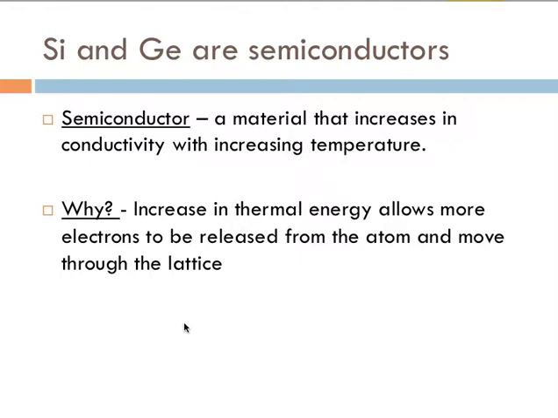Okay, so silicon and germanium are what are known as semiconductors. And a semiconductor is defined as a material that increases in conductivity with increasing temperature. The reason for this increase is because that increase in thermal energy allows more of the electrons to be released from the atom and move through that lattice. So because of the relatively low ionization energy, if I add more energy in the form of heat, the semiconductors release more electrons and they can flow through the metal.